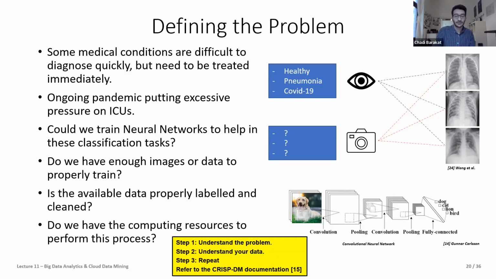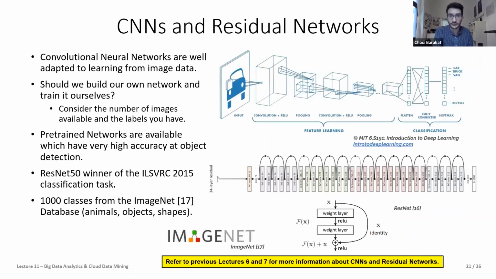So with this kind of approach in mind, let's talk about CNNs and residual networks. And based on that whole idea of knowing what resources we have and knowing what data we have, let's see how we can improve that. So I think you've seen in lectures 6 and 7 how CNNs and residual networks work, but I'll just give a short refresher about that.